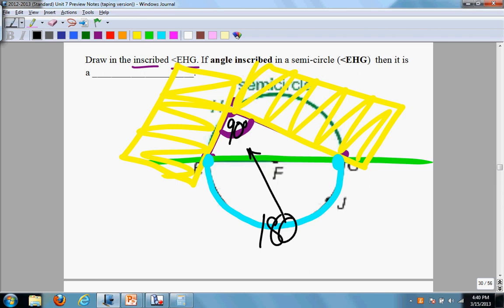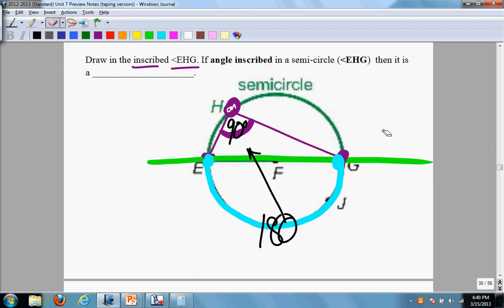So this leads us to a very simplistic concept. When we inscribe an angle inside a semicircle, you're always going to have a right angle. Okay, if an angle is inscribed in a half circle, then it is a right angle.